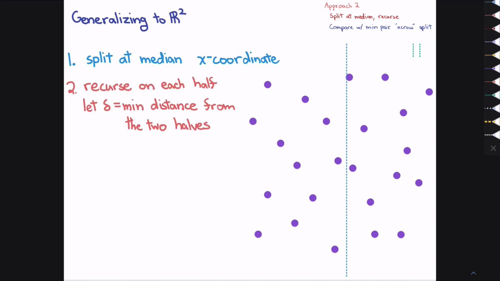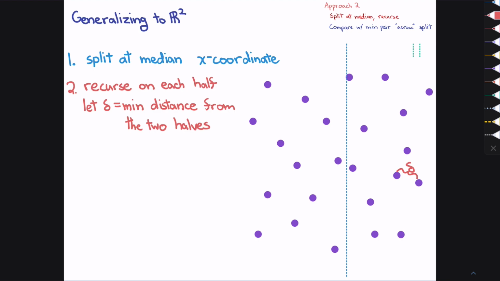Step 2, I'm going to recurse on each half and find the minimum distance within the halves. So in this picture, within the halves, maybe this is the smallest that doesn't cross the blue line, within the two halves.